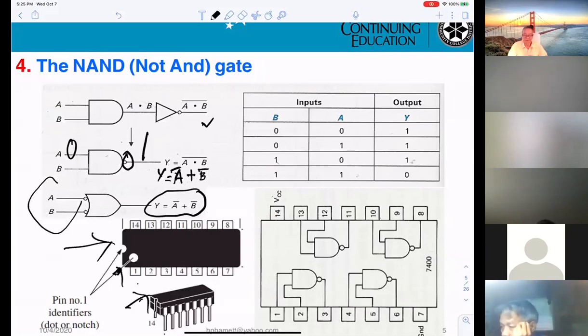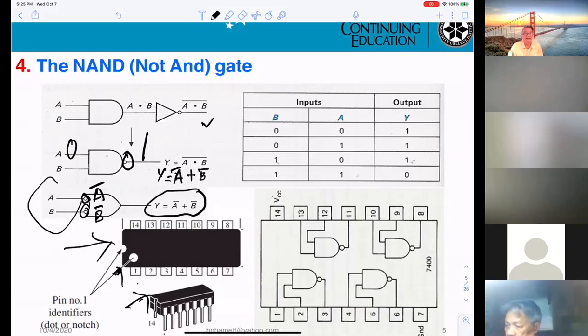Yeah, I see. The thing is, if you're looking into that one, A here, you get a bubble here, then right here they will be not A. Right here they will be not B. And this is an OR gate. So that's not A plus not B.